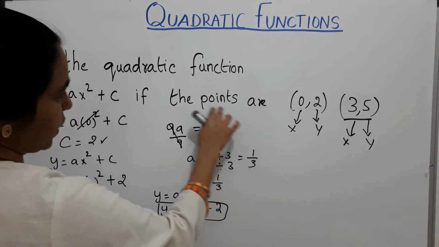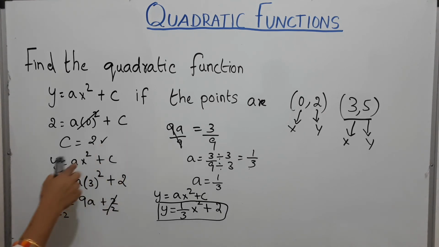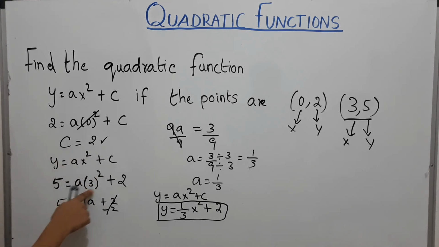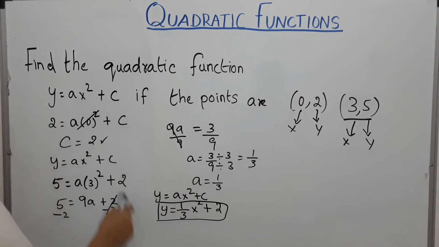So in the question, there are 2 points, (0, 2) and (3, 5). First of all, you have to use the first point so that the A term will be cancelled and you can easily find the value of C. And for the second one, you have to use the second point and find the value of A. And then substitute in the original quadratic function and rewrite the quadratic function.